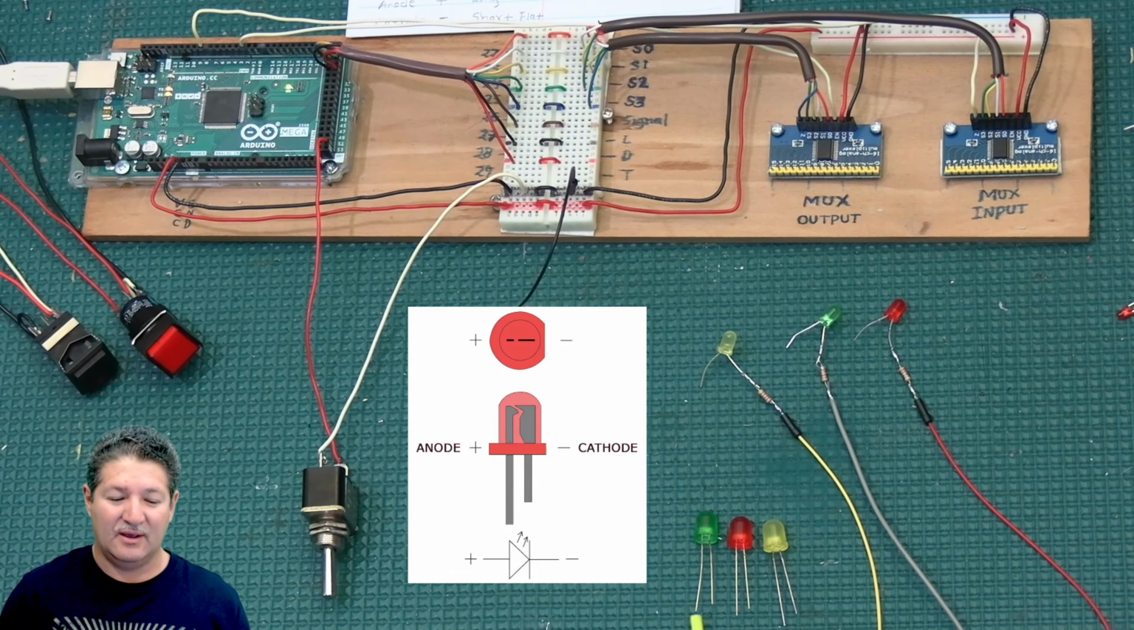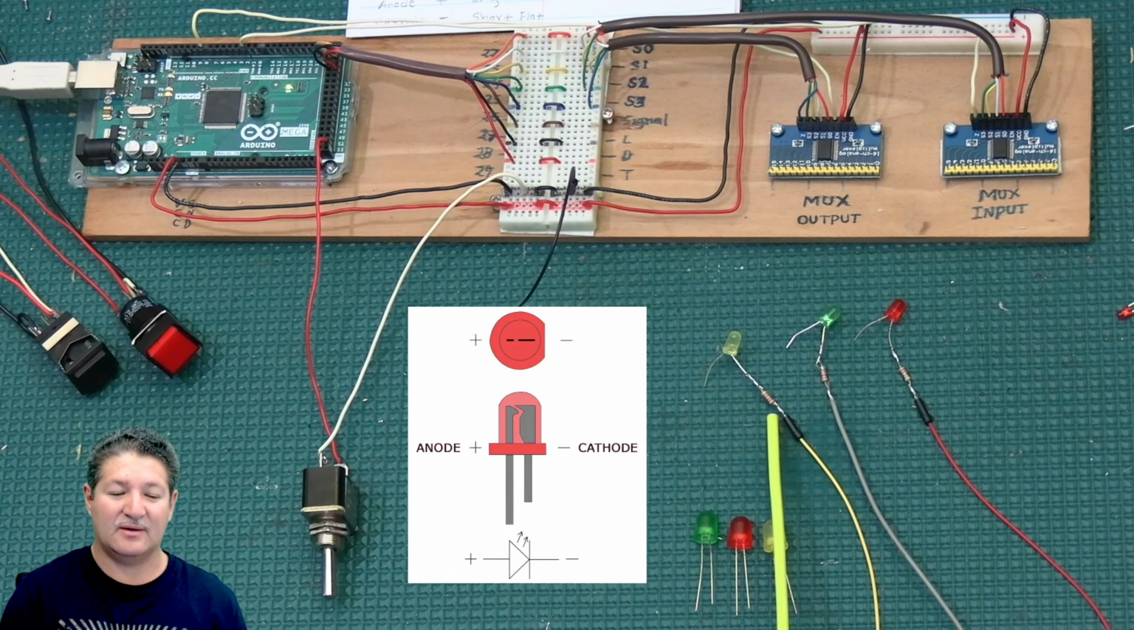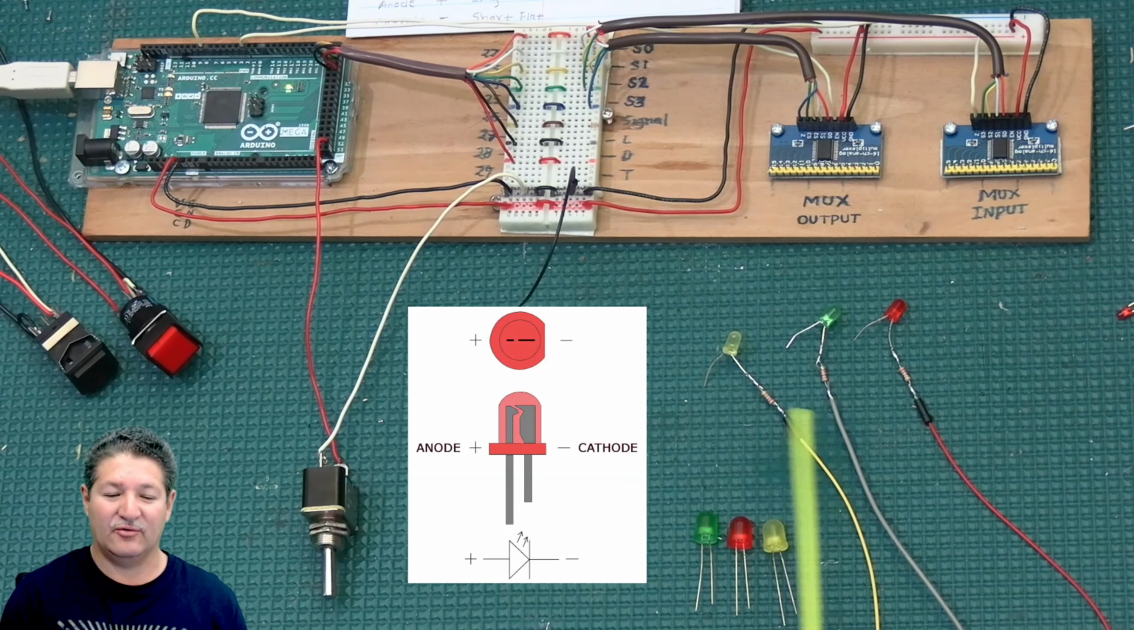You can see that these leads are the longer one, which would be the anode, the positive, and then you can see the other ones are the shorter ones. That would be the cathode for the negative. And that's the way I wire these over here: this is the shorter one, which goes to negative, and this is the longer one which has a resistor on it, and it's going to go to the pin on the Arduino.